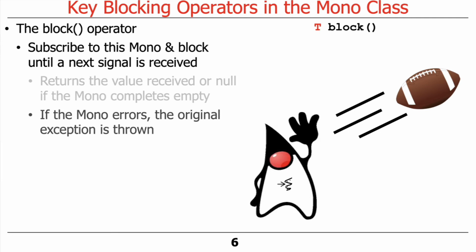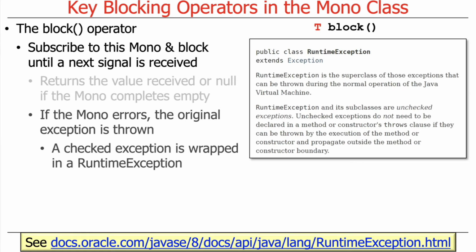If the mono errors, the original exception is thrown. So if the thing up the chain threw an arithmetic exception, then that will be what's thrown from block. And any checked exceptions are wrapped in runtime exceptions, just to make things cleaner. You don't have to use all the crazy try-catch block nonsense that comes by using checked exceptions in Java.